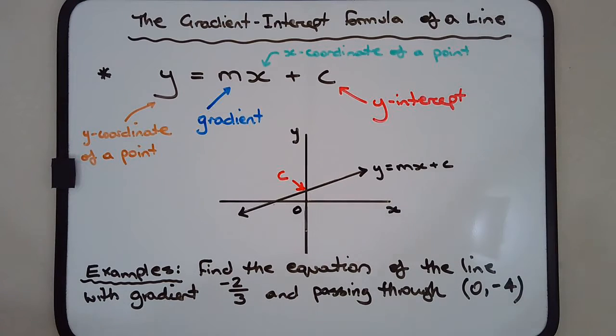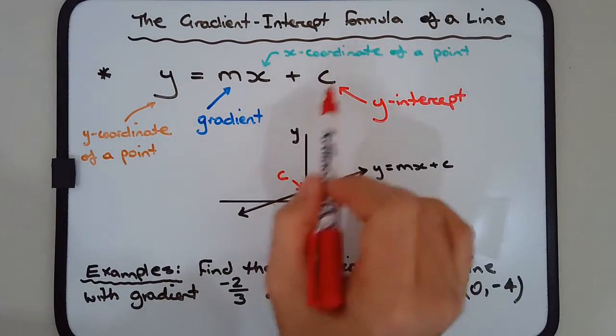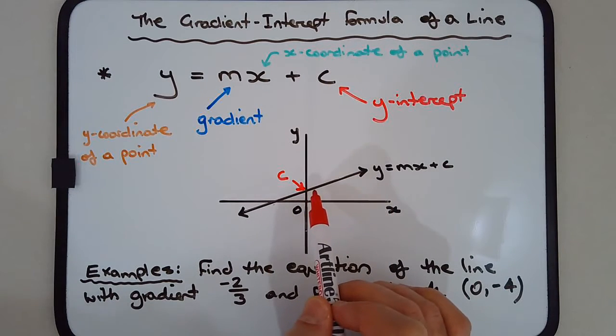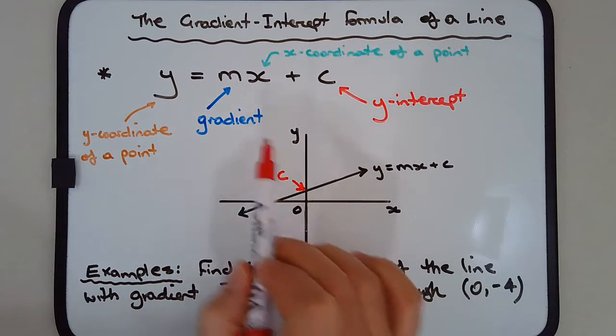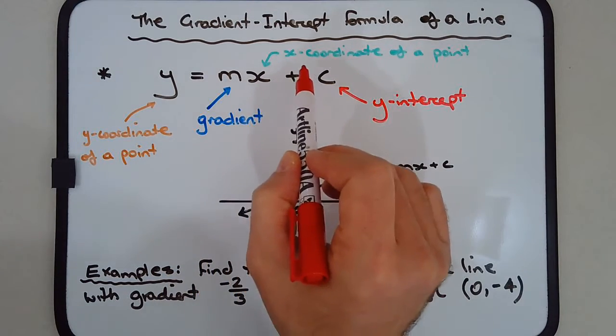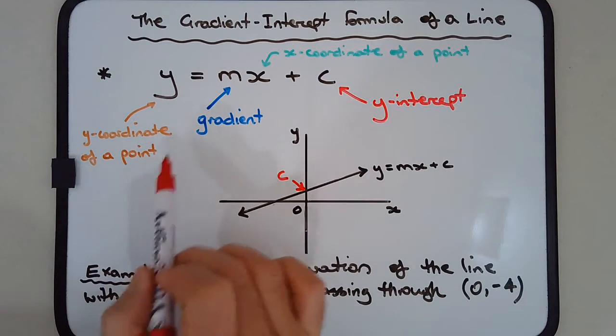In this video, we're going to introduce the gradient-intercept formula of a line. And it's in the form y equals mx plus c. Now the c represents the y-intercept, so that's the point where the line intersects with the y-axis. The m represents the gradient. The x represents the x-coordinate of some point, and the y is the y-coordinate of a point.